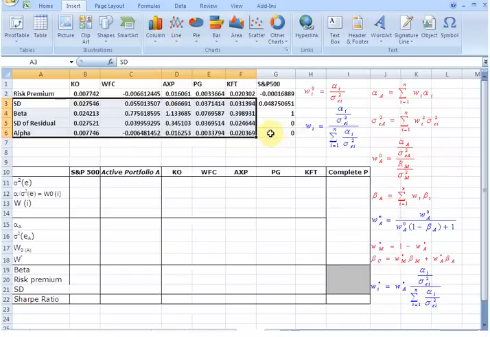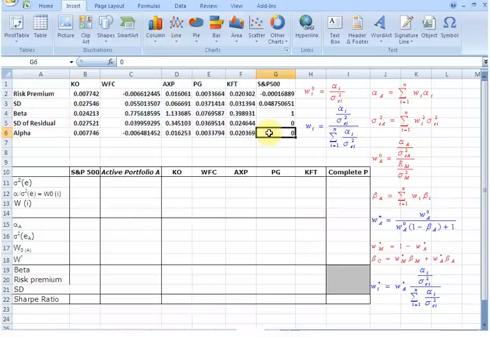The alpha of the index portfolio or the passive portfolio is 0. We talked about that in the previous videos, so a value of 0 has been used here. Also, we know that the standard deviation of the residual term for the index portfolio or the market is 0, so we have a 0 value here too. Beta of the market or the index portfolio is 1 by default, so that has been entered here as well.